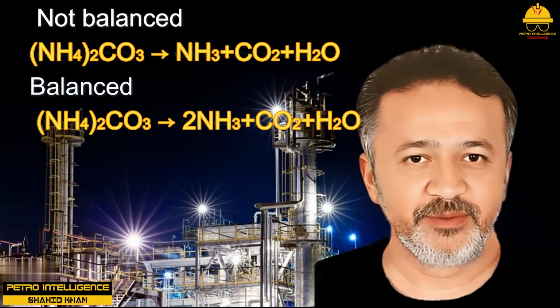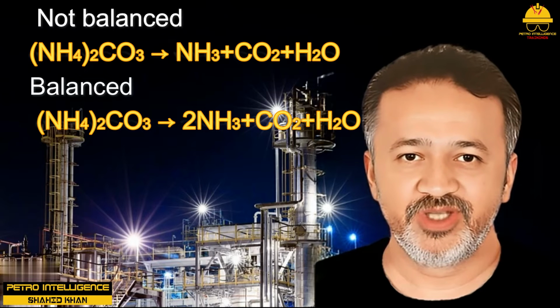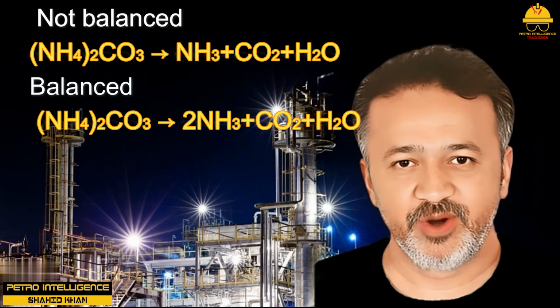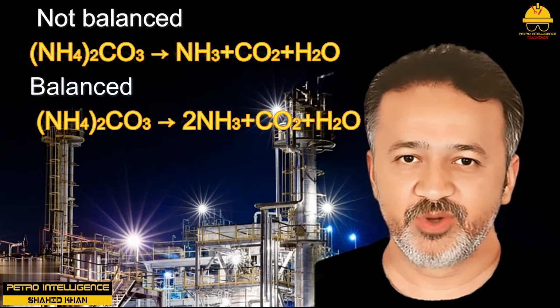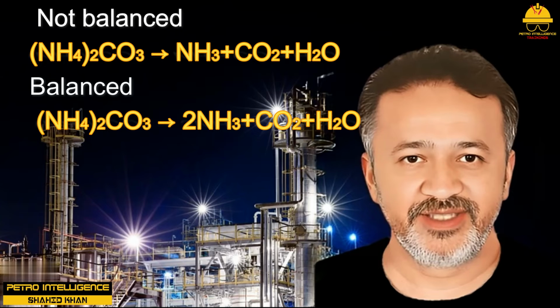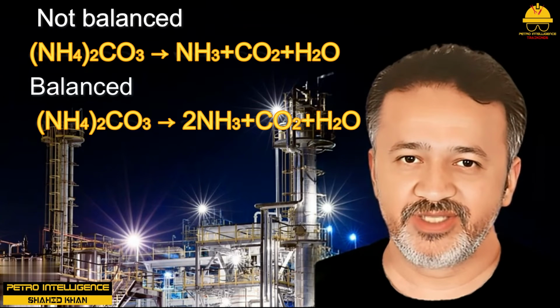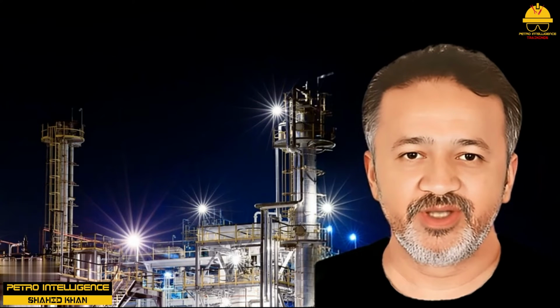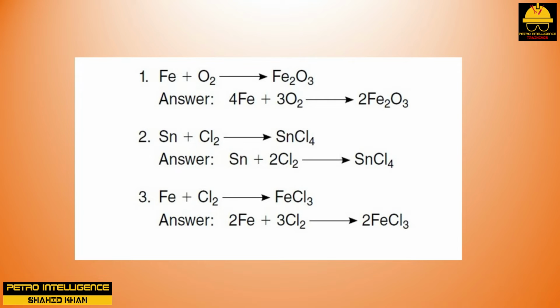For example, this is not a balanced equation: NH4 2CO3 gives NH3 plus CO2 plus H2O. And this is a balanced equation: (NH4)2CO3 reacts to give 2 NH3 plus CO2 plus H2O. Reactants are nitrogen 2, hydrogen 8, carbon 1, oxygen 3, and products are nitrogen 2, hydrogen 8, carbon 1, oxygen 3. Each problem will present its own mystery, and most can be solved using the inspection method. You can try this yourself by balancing the equations shown in the picture.